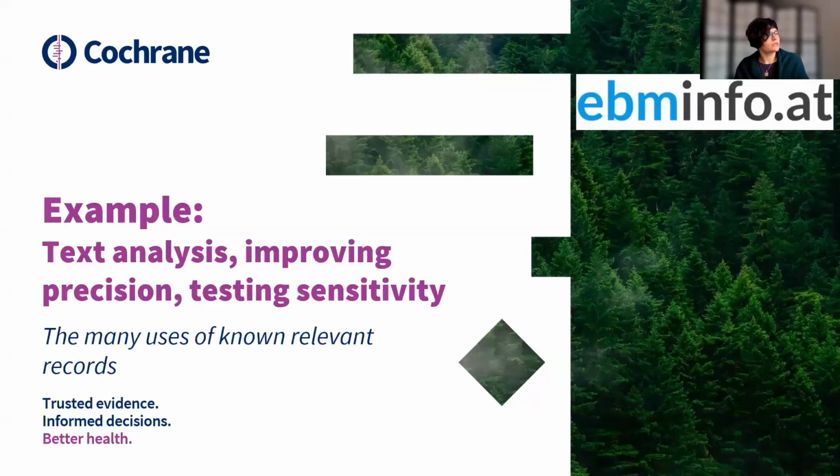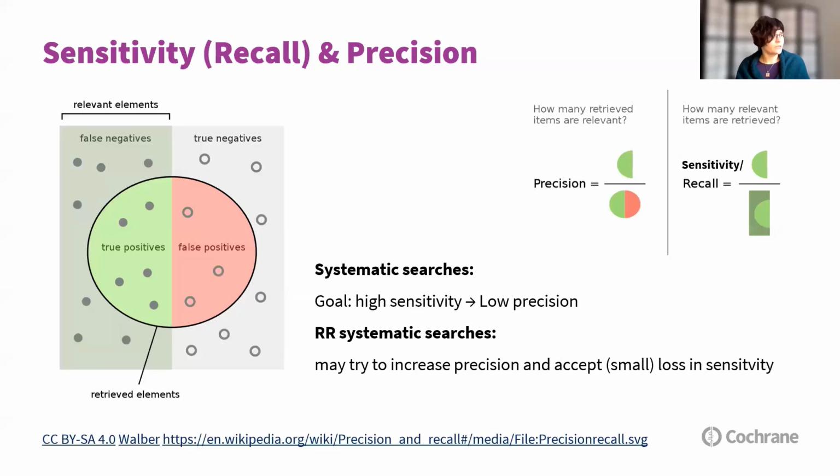Which brings me to my second example, which focuses on the uses of non-relevant records in creating systematic searches for rapid reviews or in general. And I hope I don't bore anybody too much, but I want to come back to this concept of sensitivity and precision. So in my figure on the left-hand side, the square is the entirety of a database and the circle is the search result.